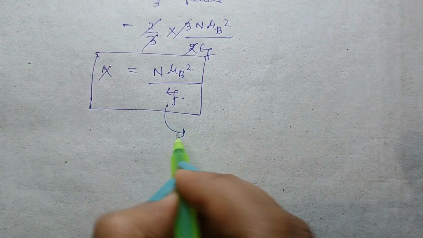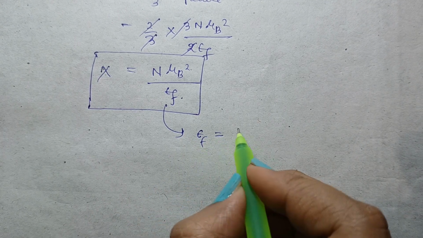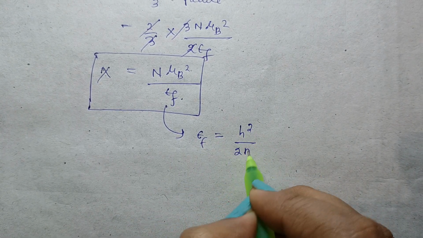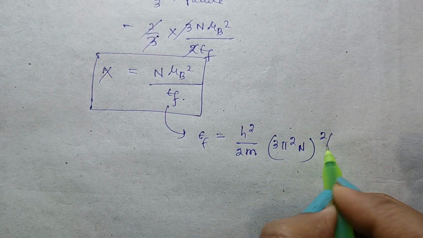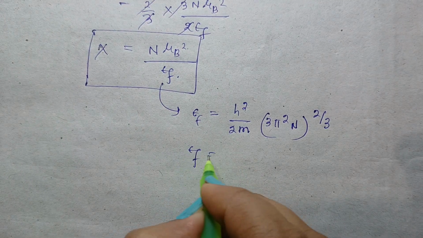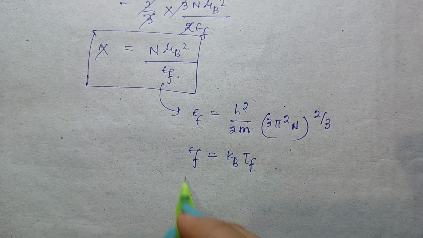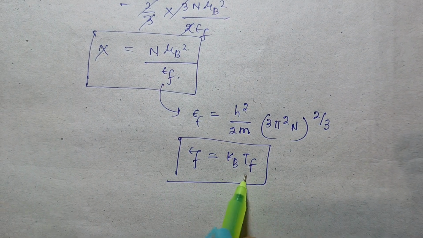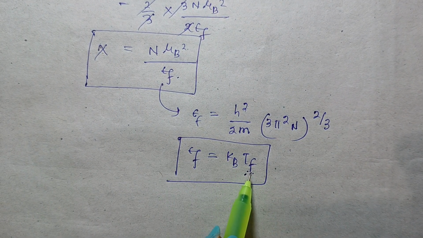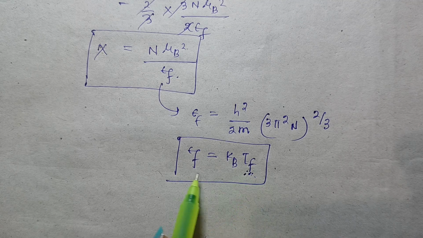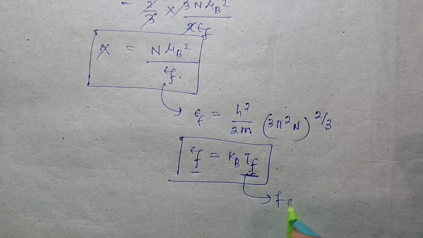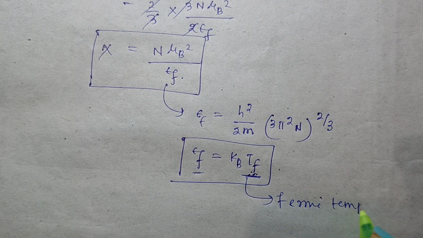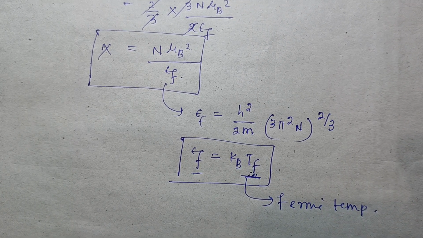Okay, and see, this EF is the Fermi energy. So the value of EF is h cut square divided by 2m times 3 pi square n to the power 2 by 3. Also you can say EF is equal to kB TF. So TF is the temperature that is equivalent of Fermi energy EF, or you can say TF is the Fermi temperature. Okay, this is the Fermi temperature.